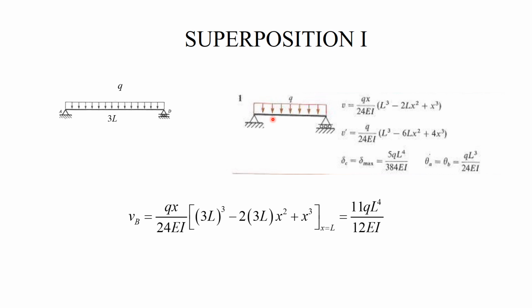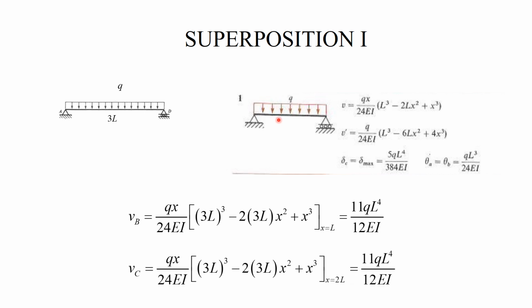Now, just out of curiosity, I calculate V sub C. V sub C is evaluated here. So in my beam of length 3L, the coordinate of C is 2L, and not surprisingly, I get identical results. And this is again a consequence of symmetry.